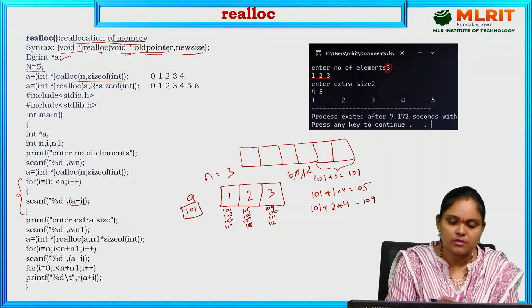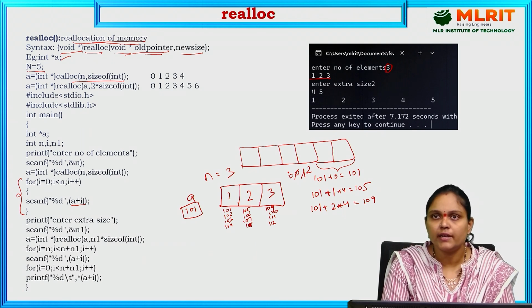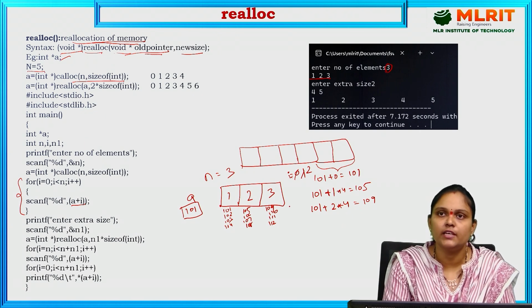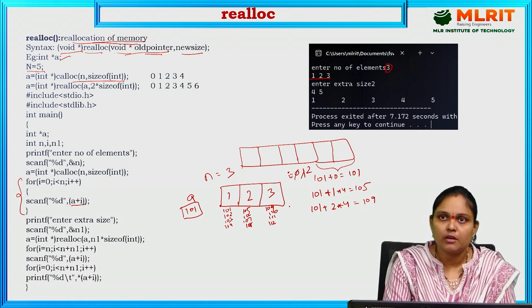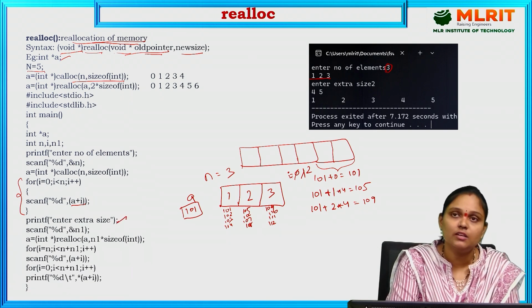Now these 3 elements are not sufficient for me to solve my problem. I want 2 or 3 more elements, so based on my problem I need some extra 2 elements. For those 2 elements also, adjacent memory should get allocated, and that can be done by using the realloc function. So we are asking to enter the extra size.